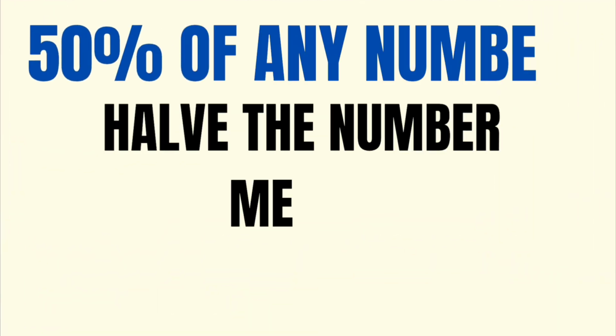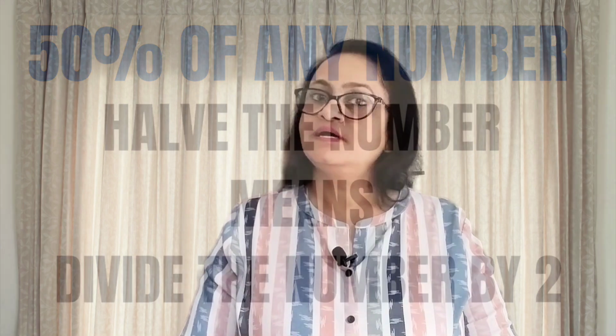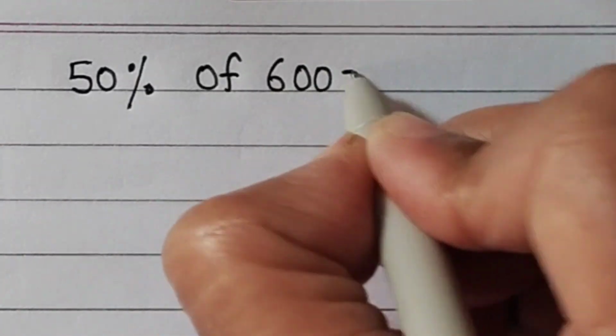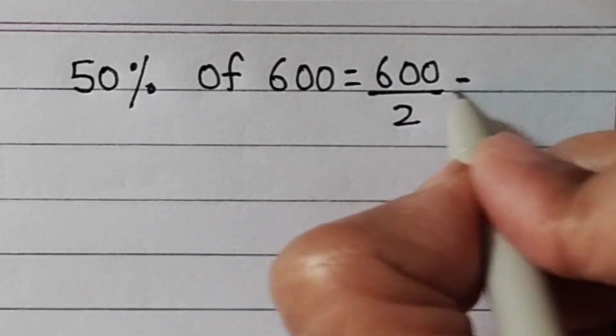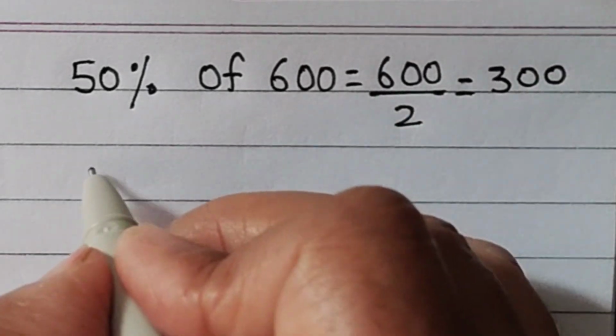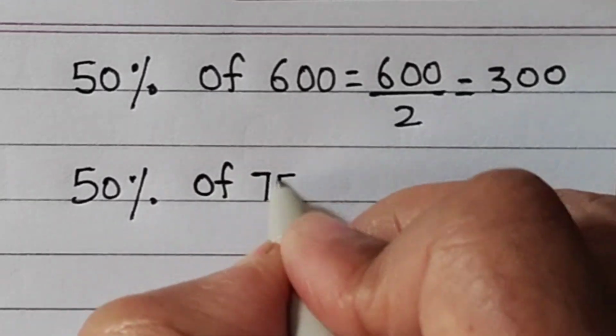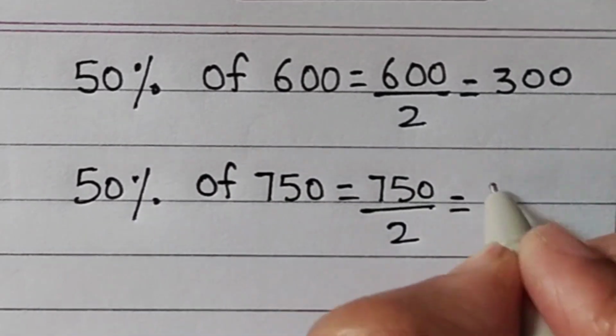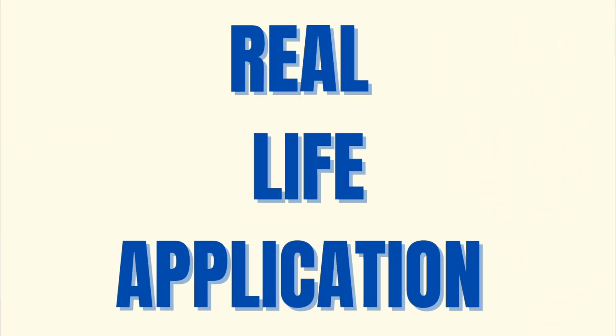Now let's learn to find 50% of any number. 50% means half. So just halve that number and you will get the 50%. So 50% of 600 is 600 divided by 2, which is equal to 300. 50% of 750 is 750 divided by 2, which is 375. So now you know how to quickly calculate 5%, 10%, 20%, 25% and 50% of any number. And that too without using any pen, paper or calculator. Now let's learn to apply them in real life.